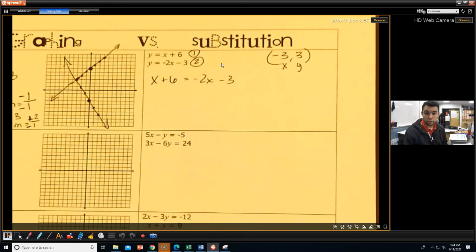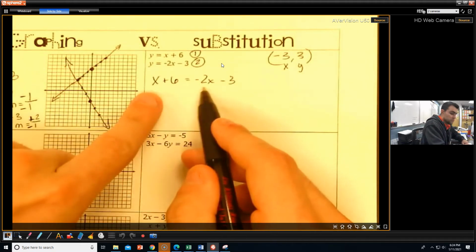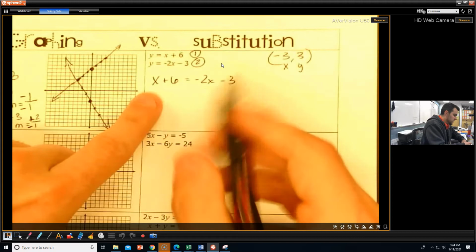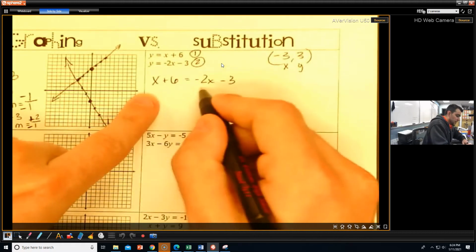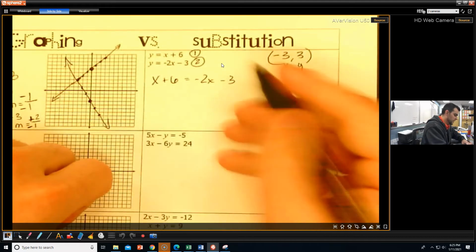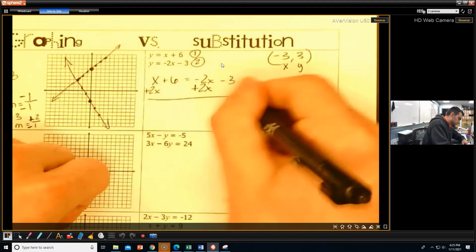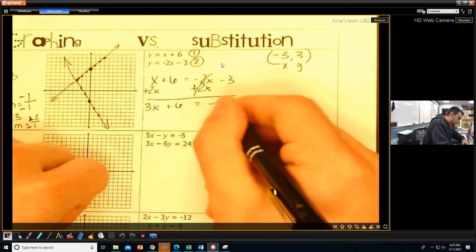So now I just need to solve for x, right? I have like terms right here, so it doesn't matter. I could subtract x over here and then subtract x here, or I could add 2x here and add 2x over here. I'm going to add 2x to both sides. I'm going to end up with 3x plus 6 equals negative 3.